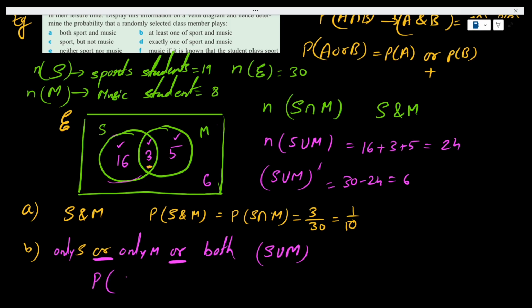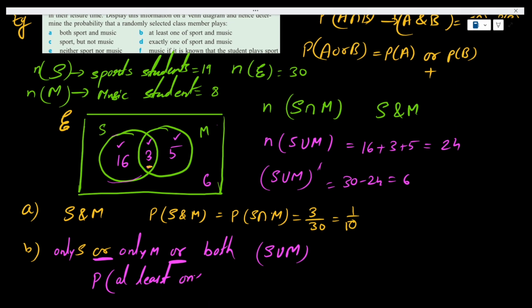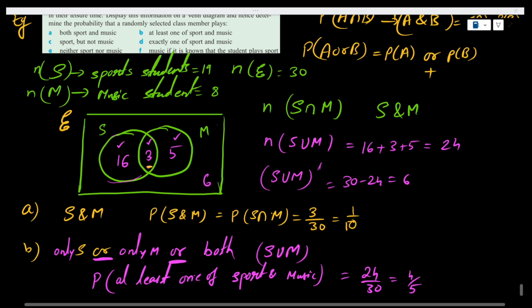So probability of at least one means they can play both also, right? So what is written here, at least one of sport and music. At least means it will be greater than or equal to one event. So how much is it altogether here? It is 19, it's 24, 24 by 30, which is 4 by 5. Correct? So this is the way you are calculating this.